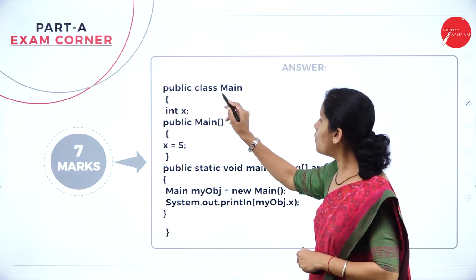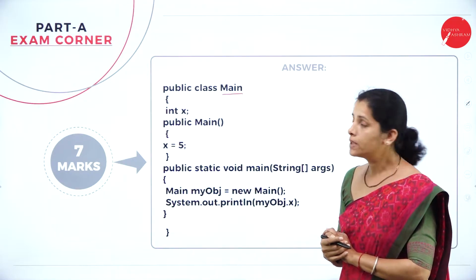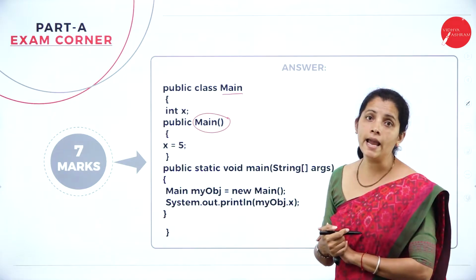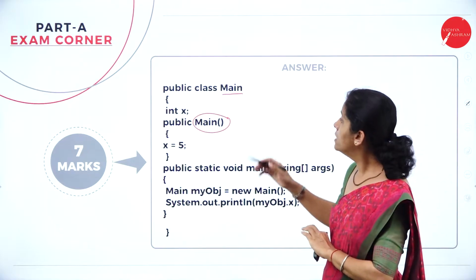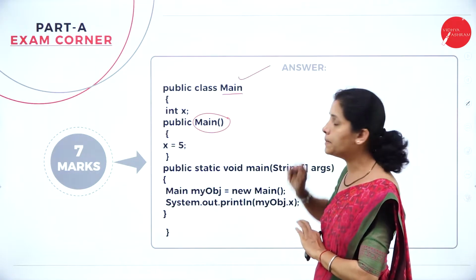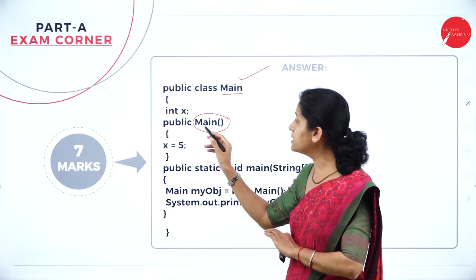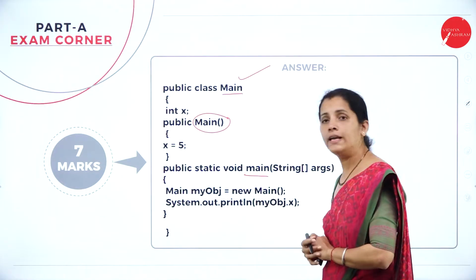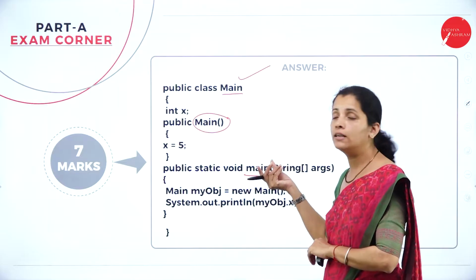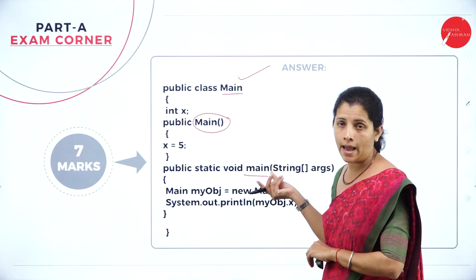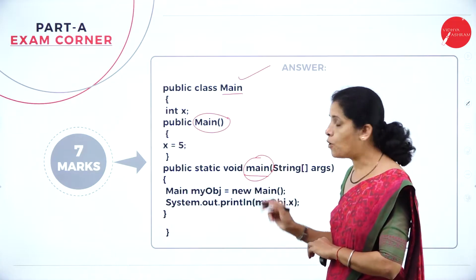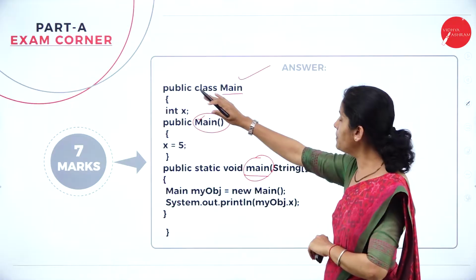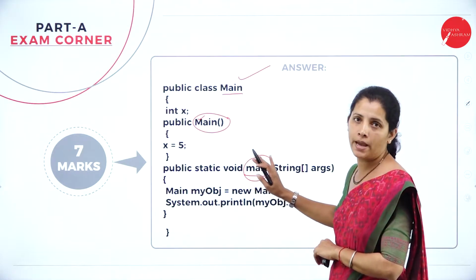So here, what is my class name? That is Main. And here it is once again main. See here, this is the class name, and this is the method name. And here I have one more method called main. See, here I'm using small letter main, and here it is capital letter M. So this main is different from this Main.